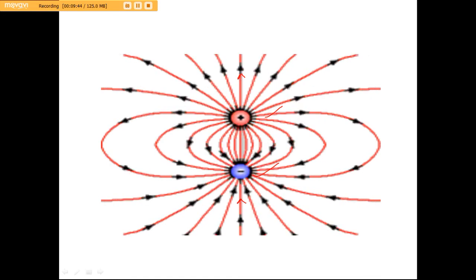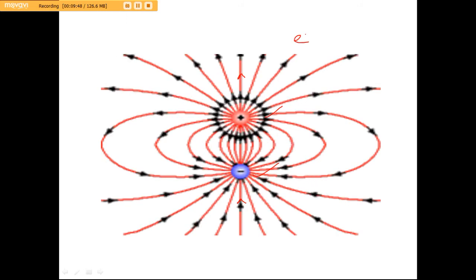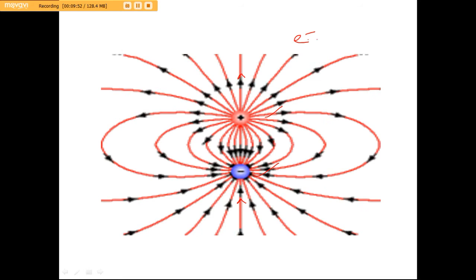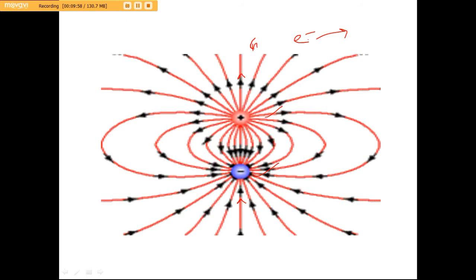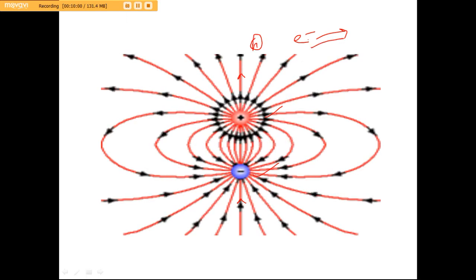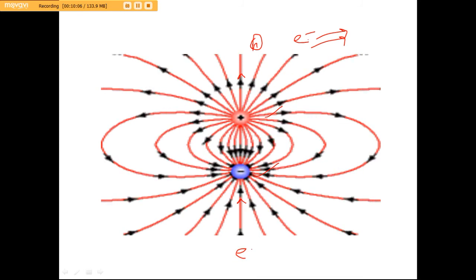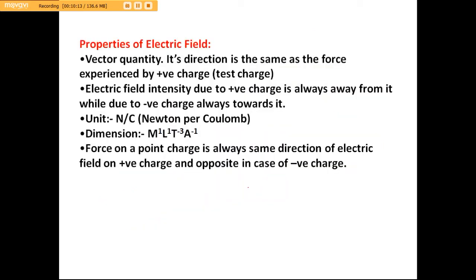attracts. Why is the charge positive? Because all the electrons are going out to generate a hole. All the electrons are going out, and in case of negative charge, all the electrons go inside to the charge.